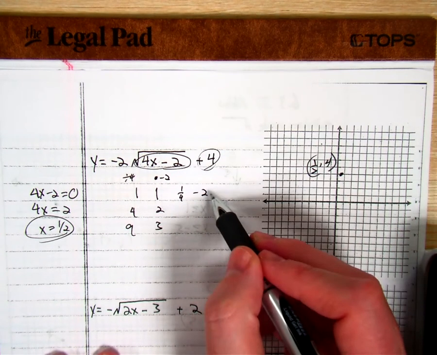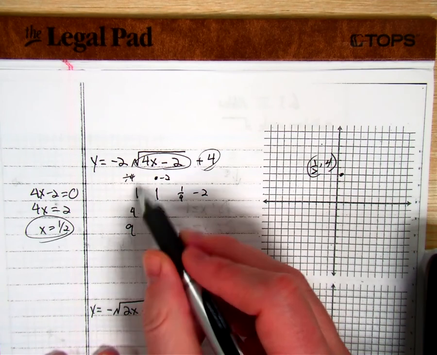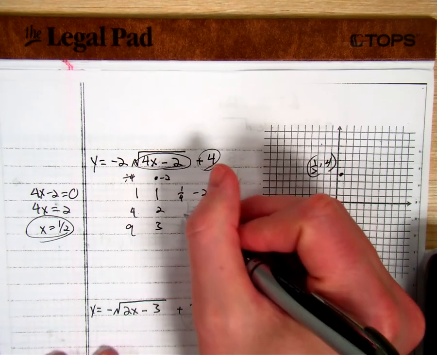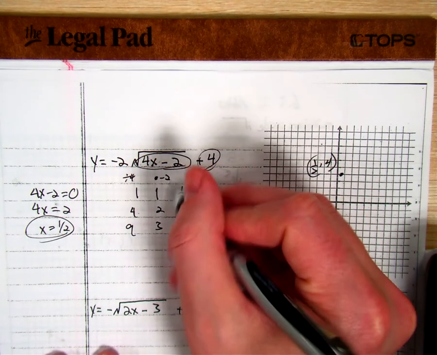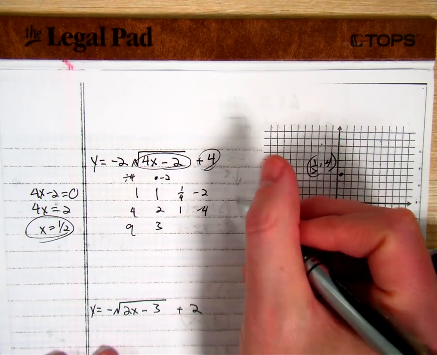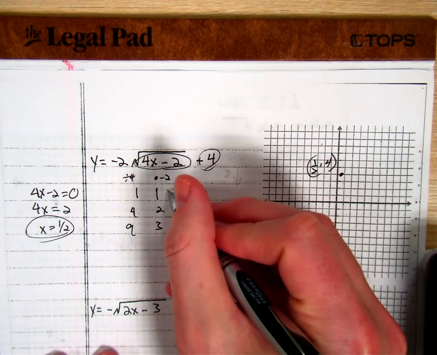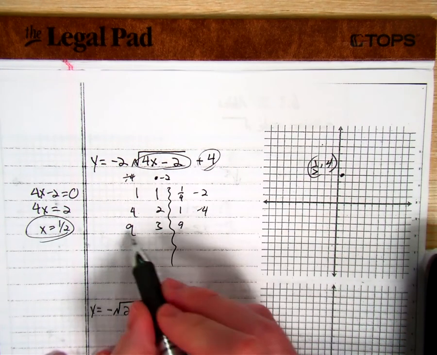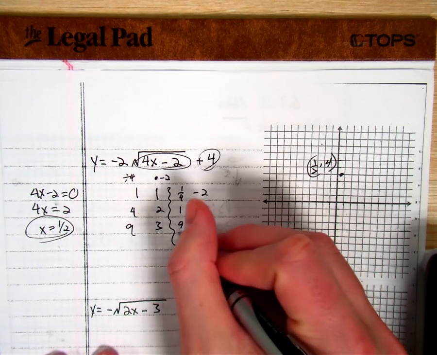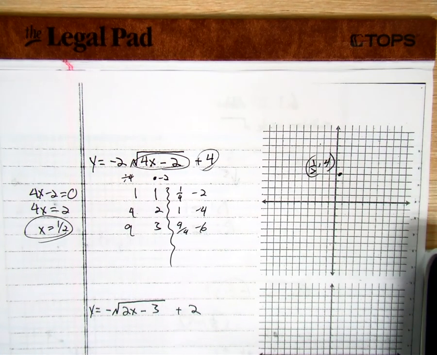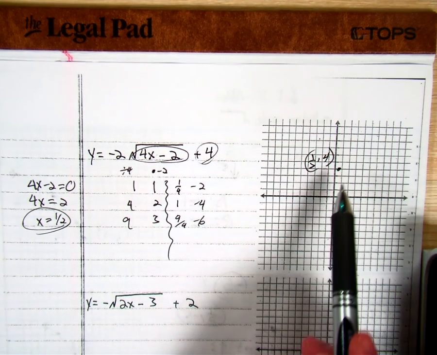So if you want to put a -2 or a down arrow with a 2, okay, this one's not bad. 4 divided by 4 is 1. We'd be going over 1, and then down 4. Then 9/4, and then down 6.